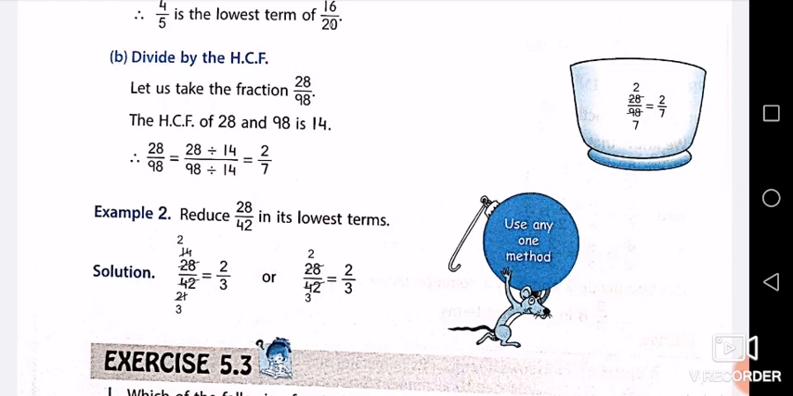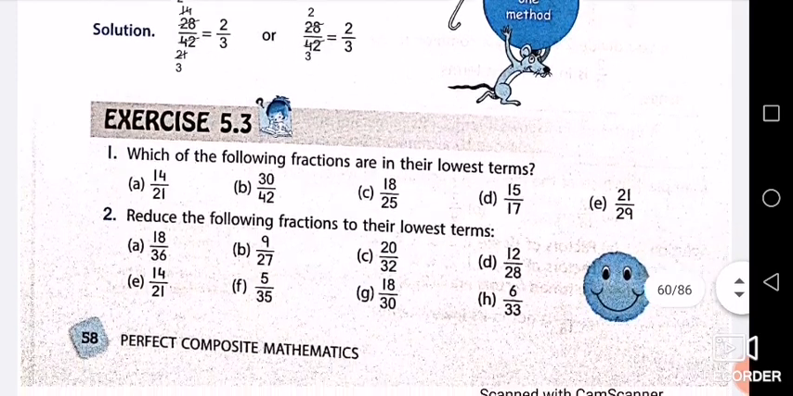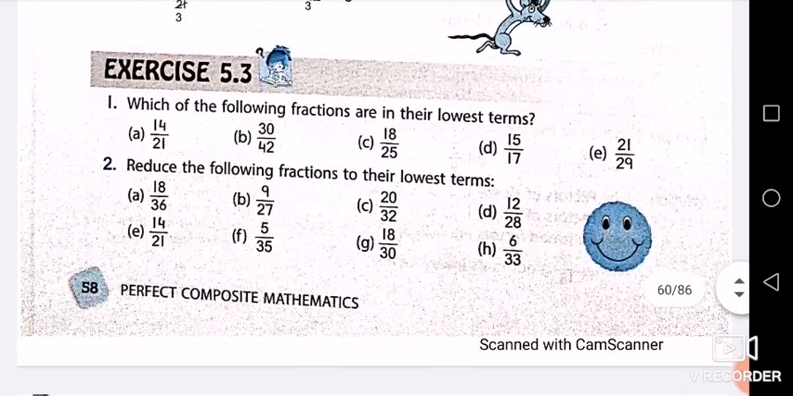So like this you can do it. So I hope this reducing the given fraction into its lowest form is clear to you all. Now we'll do exercise 5.3, which is related to this only. Now which of the following fractions are in their lowest terms?